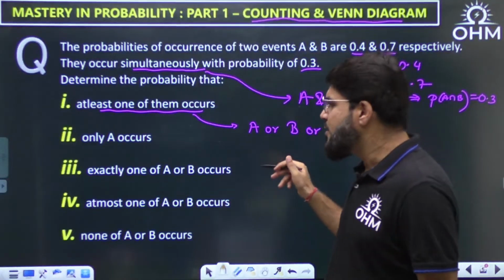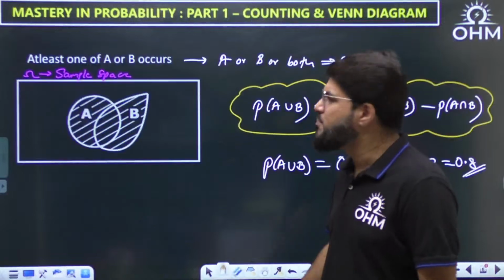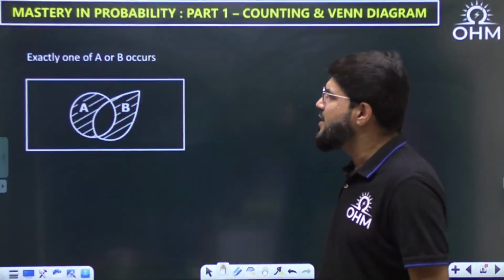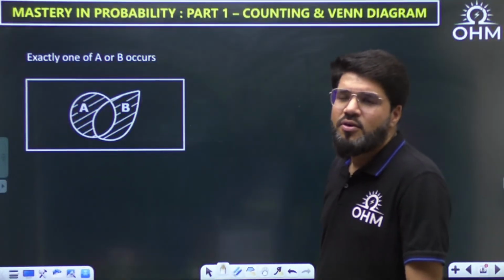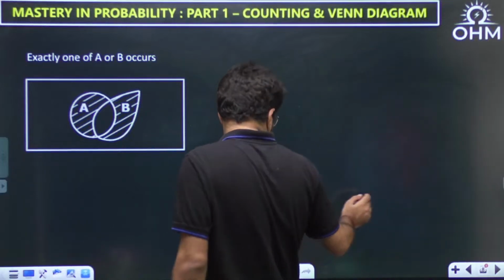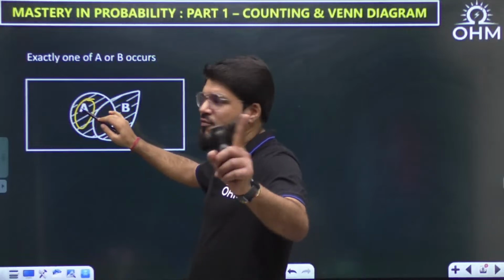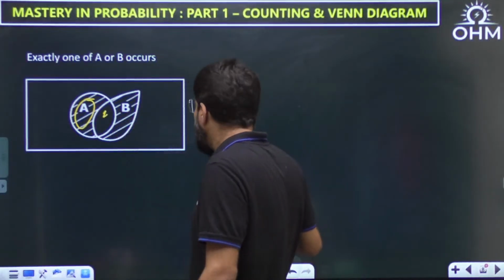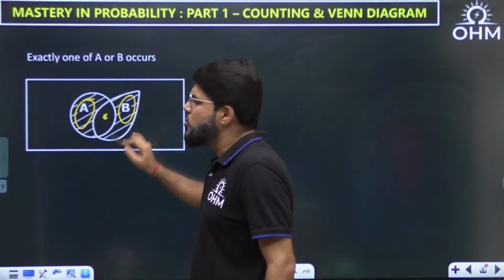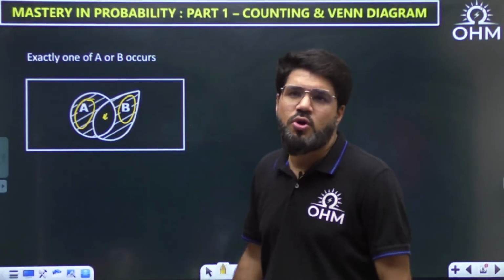The common portion should not be there. I will explain this once again with a very simple Venn diagram. Have a look. Exactly one of A or B occurs. Only A: if A occurs, B should not come. Or only B: if B is there, again A should not come. That means the common portion should not come anyhow.